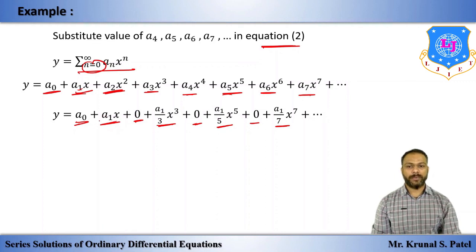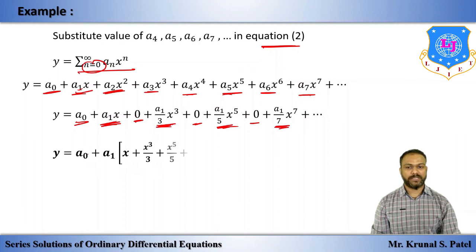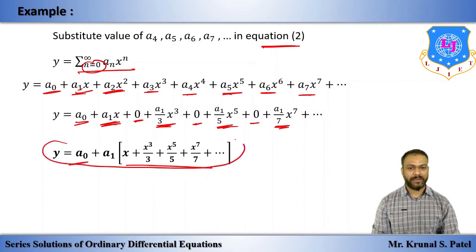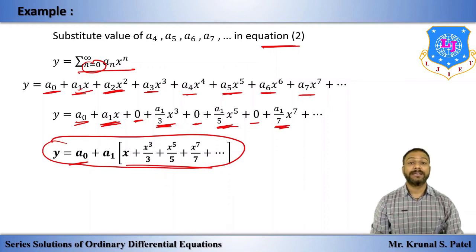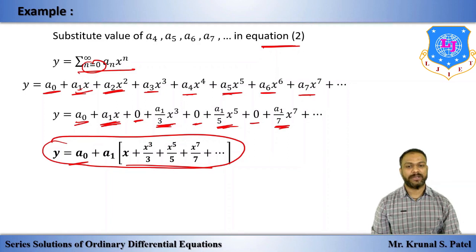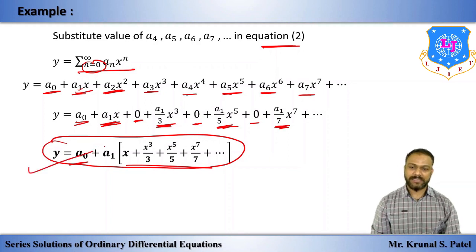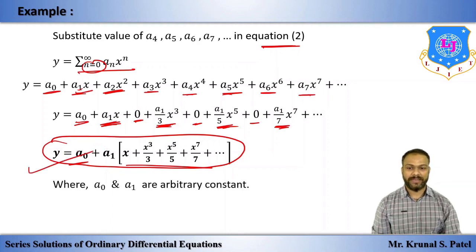Now we will take common from these terms. So a1 common, and a0 is only single. So we have this, our power series solution. You can see we have the solution in series form, a power series, with powers of x as 1, 3, 5, 7. And this is our final general solution, where a0 and a1 are arbitrary constants.